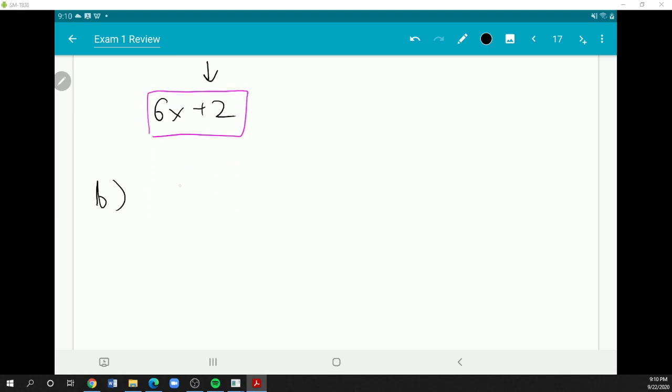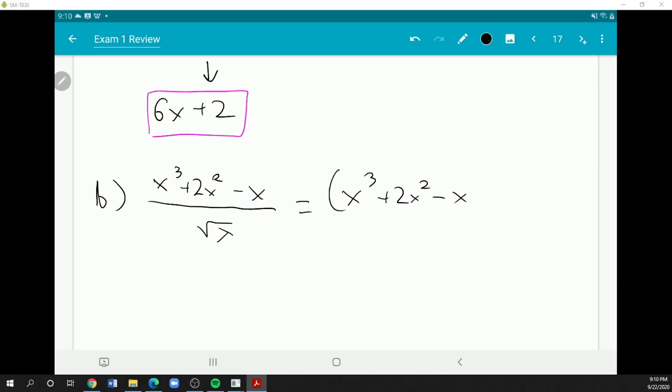B, we have x cubed plus 2x squared minus x over root x. And this would be better to write, or the easiest way in my opinion to do this problem. But you actually have 3 different ways available to you if you remember the homework.